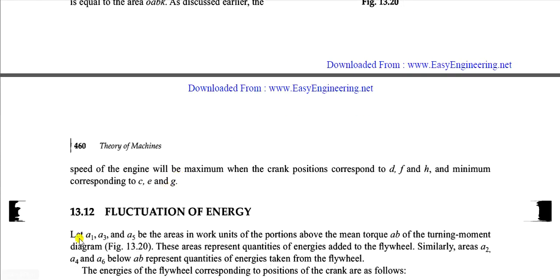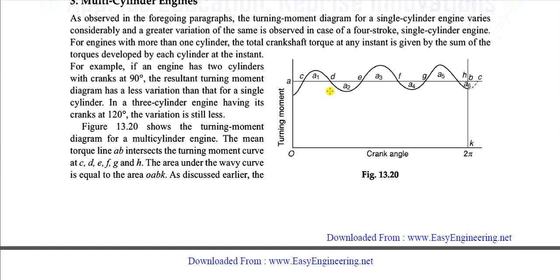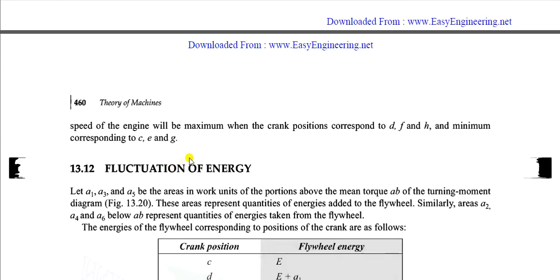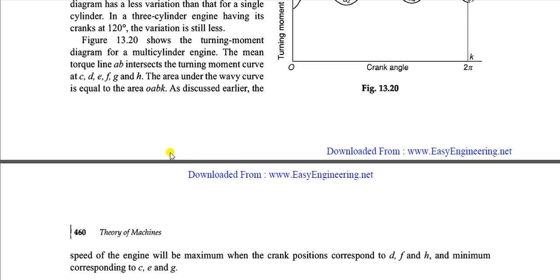Next, what we want to calculate is the fluctuation of energy. So how are we calculating the fluctuation of energy? We will prove that A1 plus A3 plus A5 is equal to A2 plus A4 plus A6. So how will we explain this? We will see.